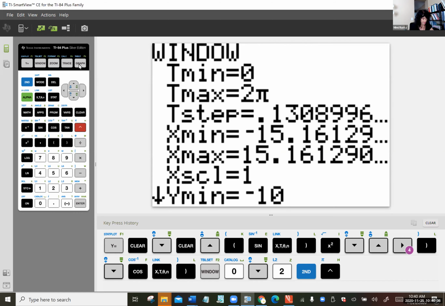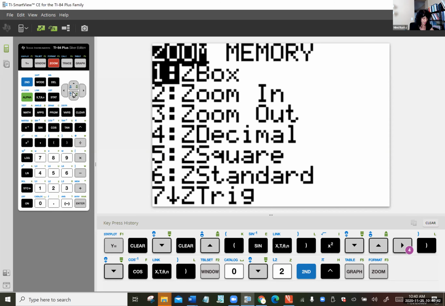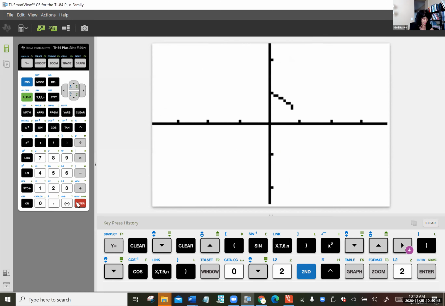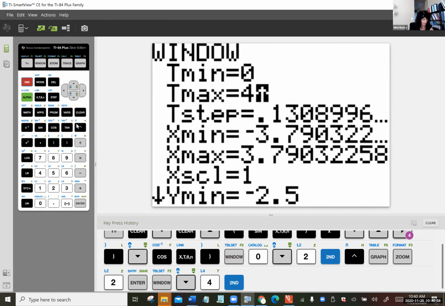If I hit graph, let's see what the orientation is. Oh, my goodness. Let me zoom in on that. It's kind of tiny. Okay. It looks like the right half of a circle. Interesting. Now, that makes me think, well, what if I changed the T maximum to 4 pi? Would I get more of the picture? I don't know. Let's check it out.